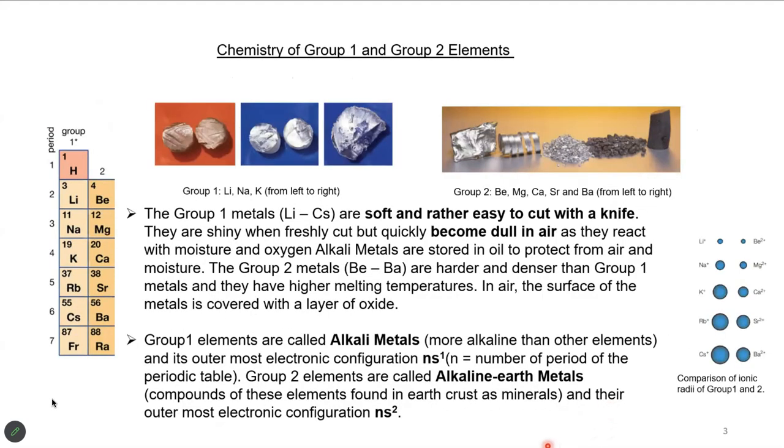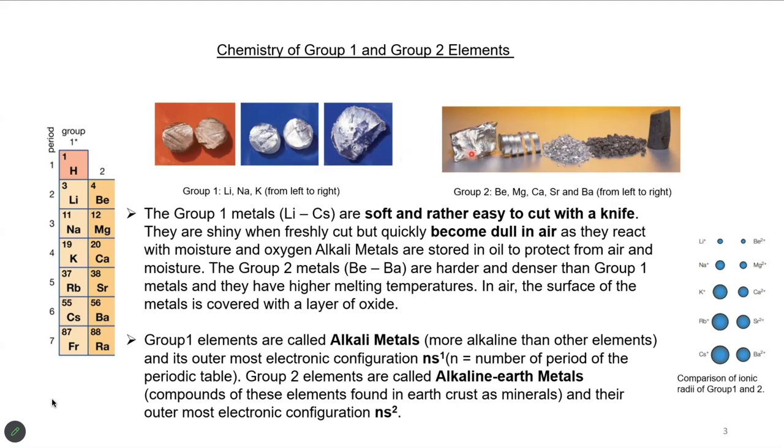Next slide. Here I've shown you figures of some group 1 metals and some group 2 metals. From left to right, it is lithium, then sodium and potassium. You might ask, why not rubidium and cesium? Well, rubidium and cesium at room temperature are almost semi-liquid. Though they are metals, they are almost semi-liquid at room temperature.